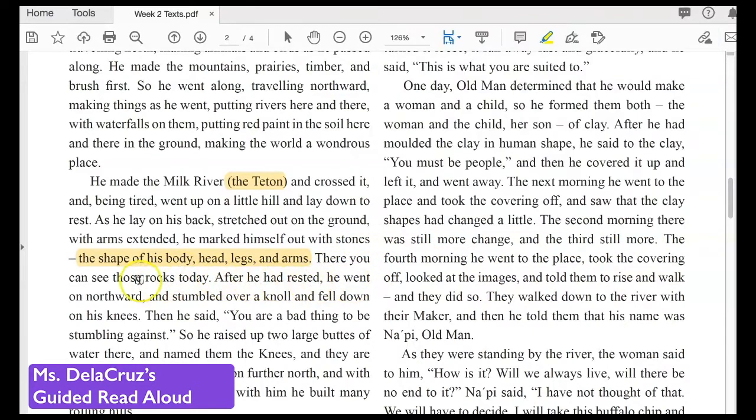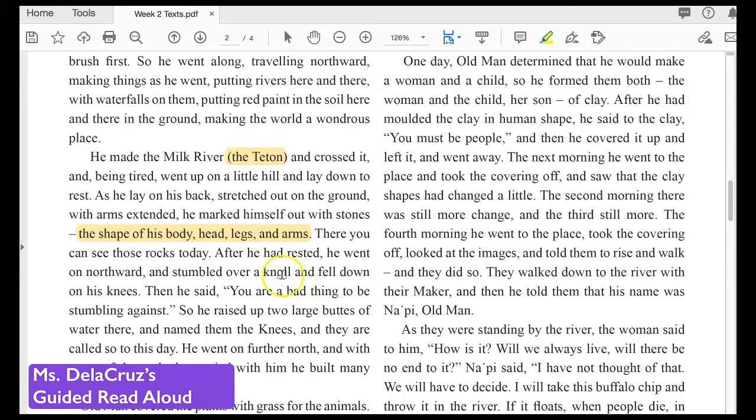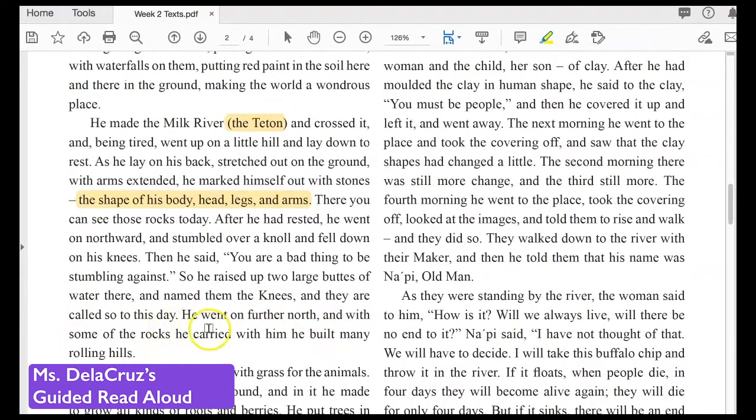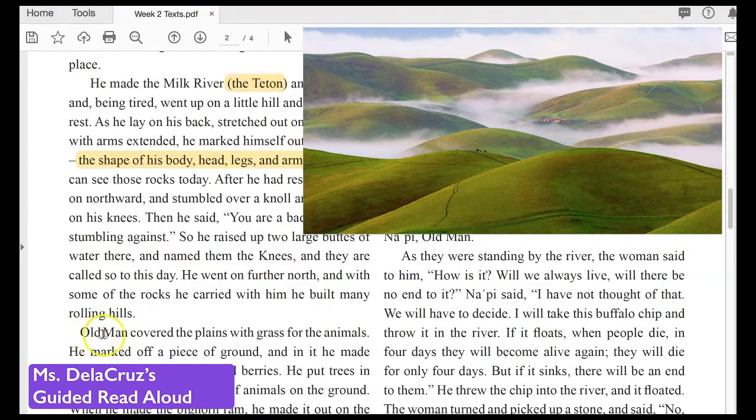After he had rested, he went on northward, and stumbled over a knoll and fell down on his knees. Then he said, "You are a bad thing to be stumbling against." So he raised up 2 large buttes of water there, and named them the Knees, and they are called so to this day. He went on further north, and with some of the rocks he carried with him, he built many rolling hills. Old Man covered the plains with grass for the animals.